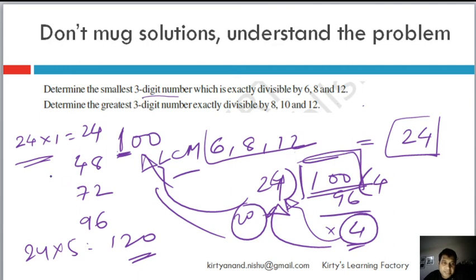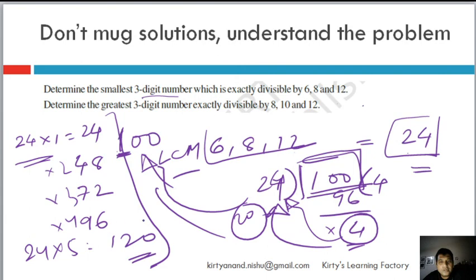So it is better to follow this approach. We are looking for the smallest, or the first, 3-digit multiple of 24, and it is okay to go 24 into 1, into 2, into 3, into 4. And then later, once you have an understanding of this concept, then obviously you can follow this method. But the reason behind it is this one.